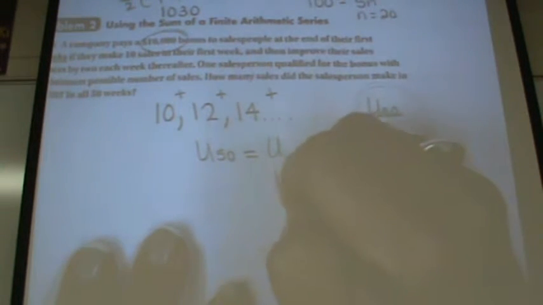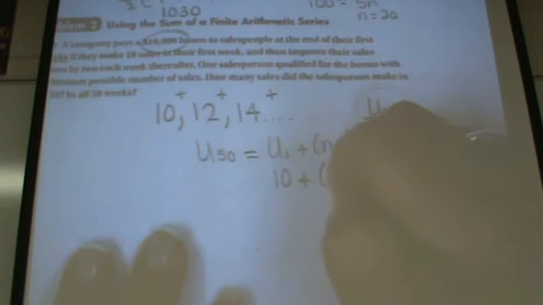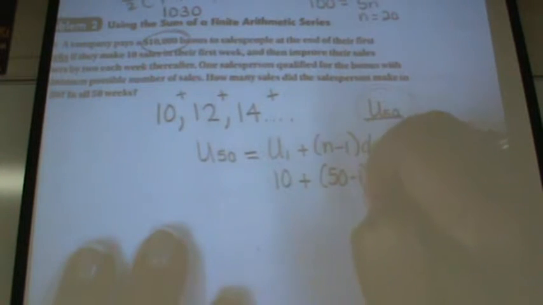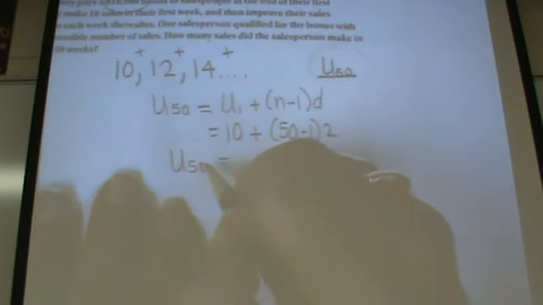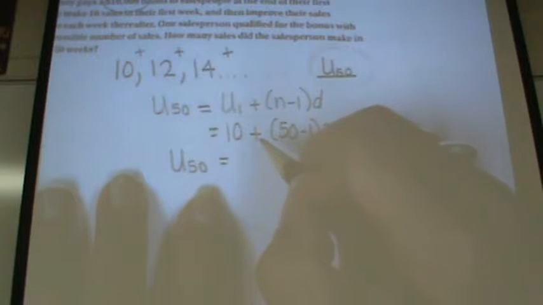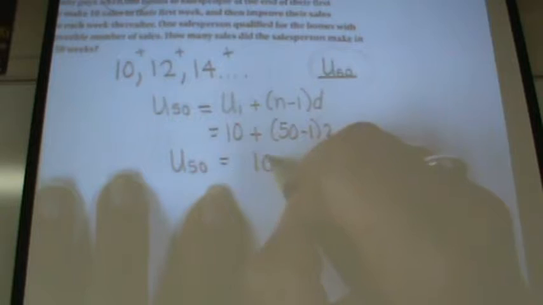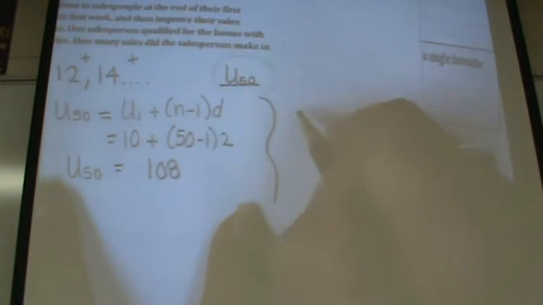So 10 plus 50 minus 1, and then d is 2. You know that, right? So on the 50th week, how many computers or widgets did you sell? How many? 108. You are correct. So how do you add these up? How many are you adding up?